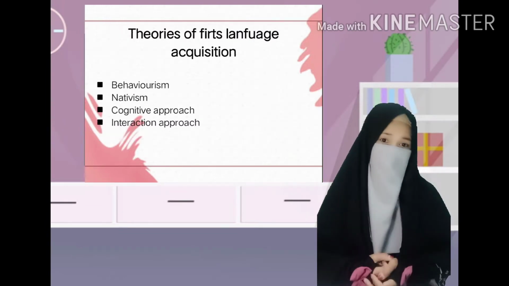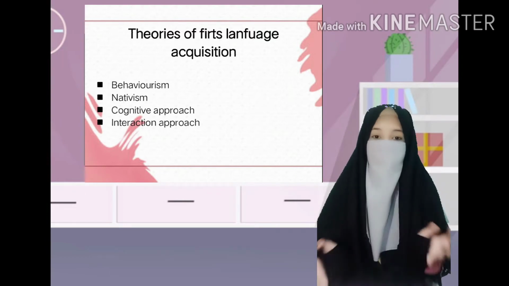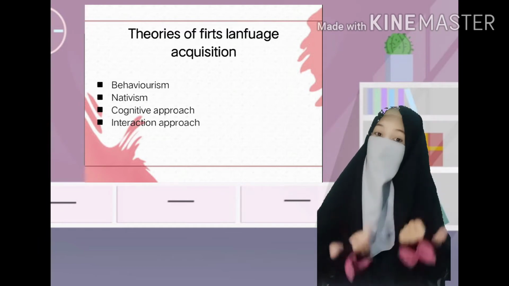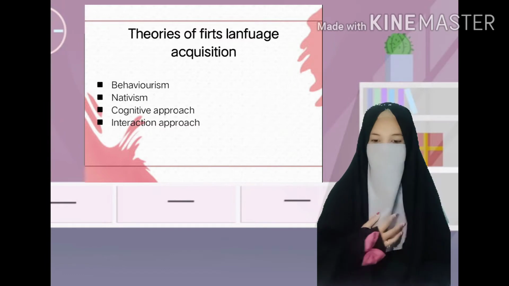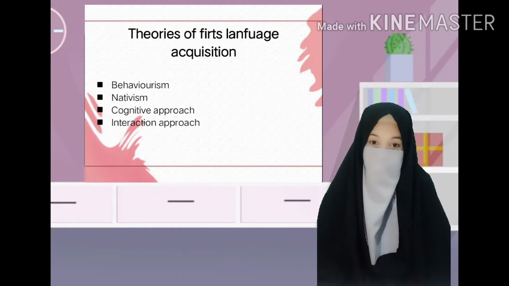There are several theories that discuss first language acquisition. They are behaviorism, nativism, the cognitive approach, and the interactive approach. And first, I will explain behaviorism.